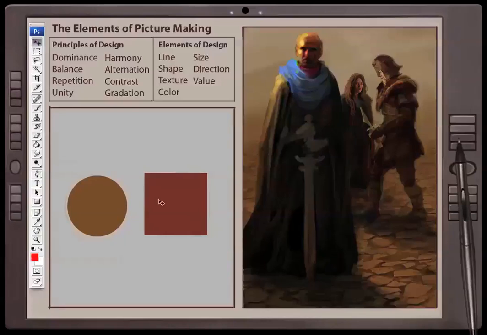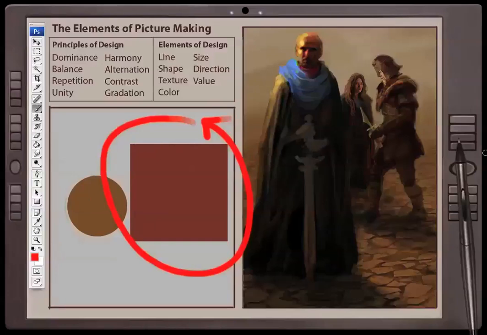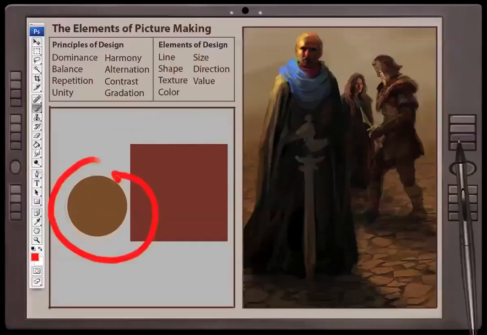By making one shape larger in size, for example, now I have more of the square and less of the circle shape. I also have more of the red color than the orange color. So therefore, the red dominates over the orange. Now the eye is no longer in conflict between these two shapes. It's this shape and its color and value that attracts more attention, is dominant over this shape and color and value.